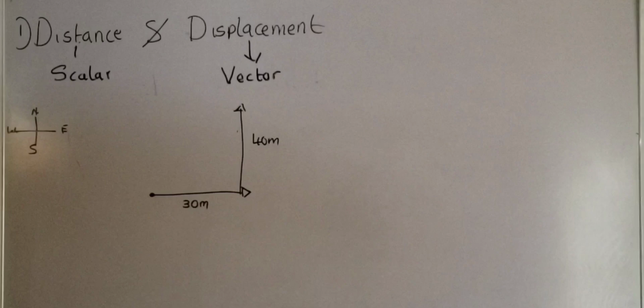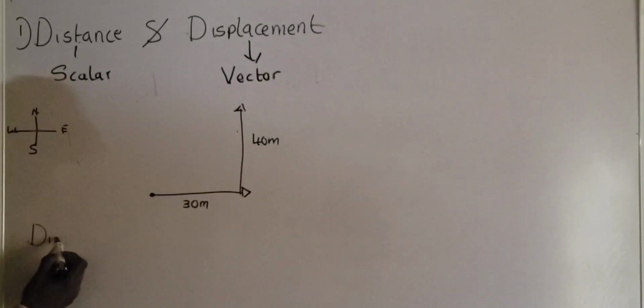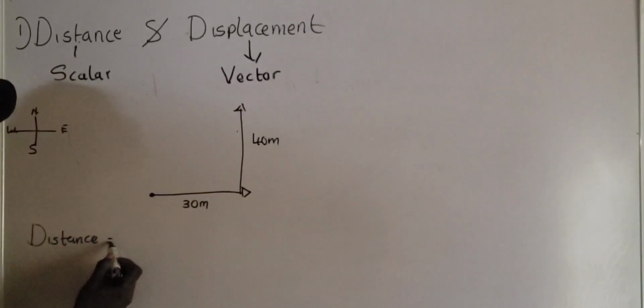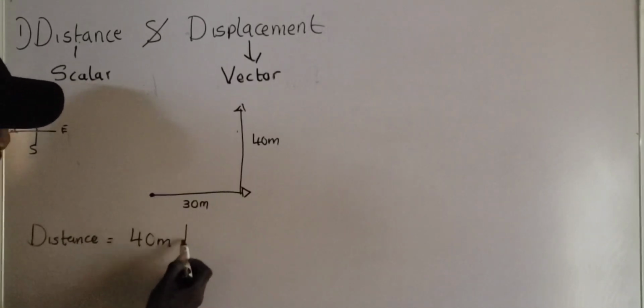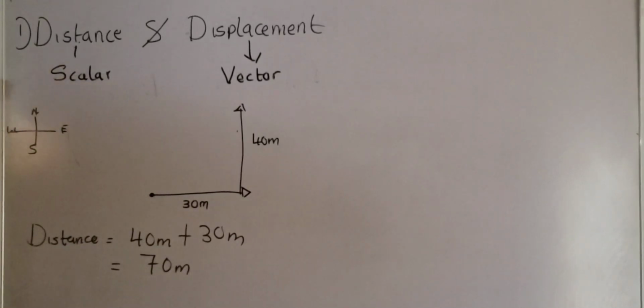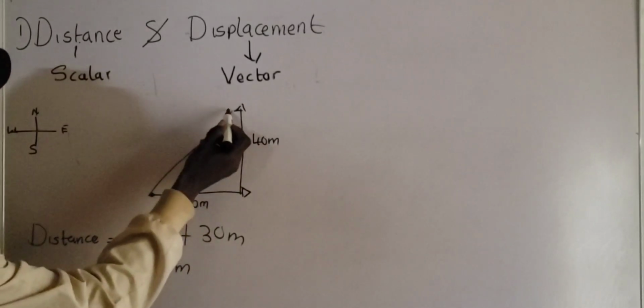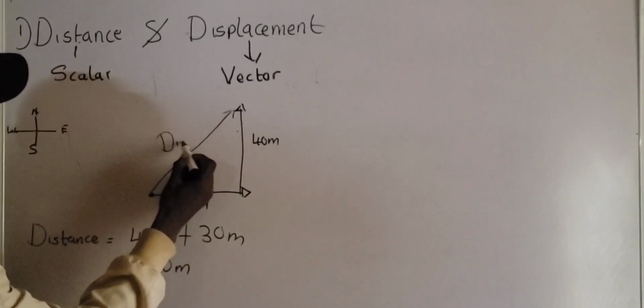Now, don't forget that I told you distance is the total length traveled by the object. Are you getting it? So the distance here is equal to the 40 meters plus 30 meters. You understand? The distance is 70 meters. Now, what of the displacement? The displacement is the shortest distance traveled by the object. In this case, the shortest distance traveled by the boy is the displacement of the boy. So the displacement here will be here. This will be the displacement.